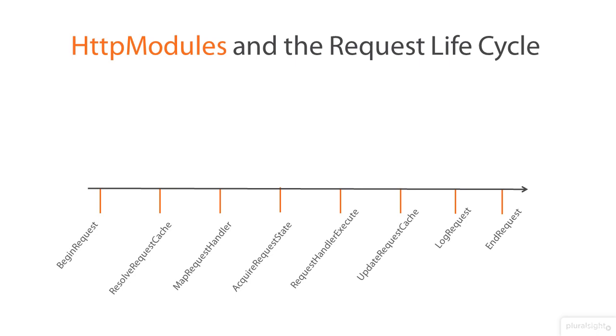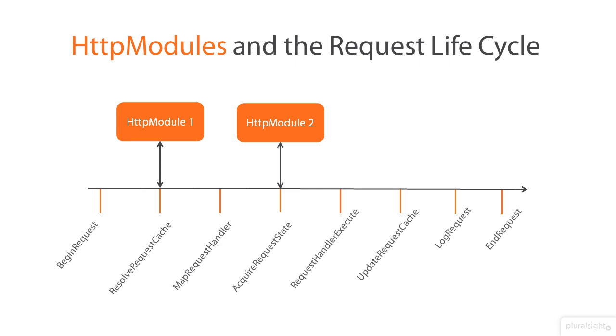An important concept to understand about HTTP modules is that many modules can act upon a single request. So together they can provide a wide range of services. Each module can also hook into many lifecycle events, so they're not tied to one specific step in the pipeline. This opens up many development possibilities.